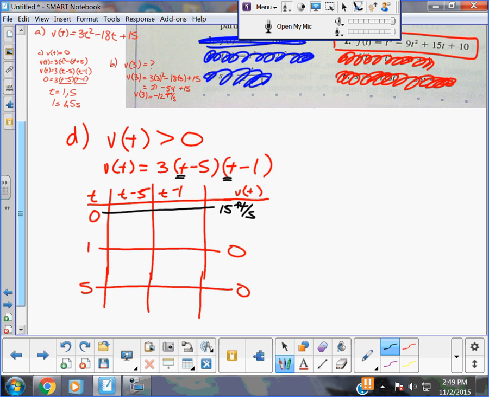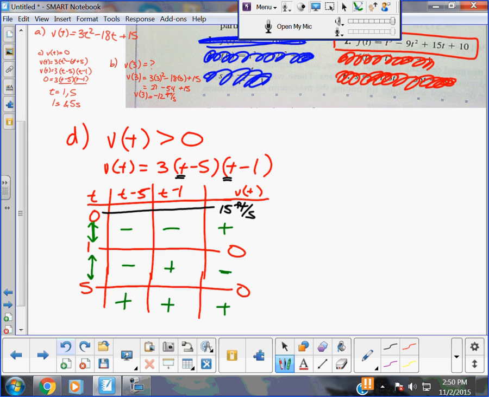I want to know right from the get-go, where's it going? So everybody, between 0 and 1 in this interval, say it's half. Both of these are negative, so the particle is moving forward. In this interval, between 1 and 5, maybe I use time equals 3. It's negative, positive. Guess what? Between 1 second and 5 seconds, that particle is traveling with a negative velocity. And guys, we knew that. We knew that from letter B. It was negative 12. All right? And then after 5 seconds, it's positive, it's positive, it's positive.